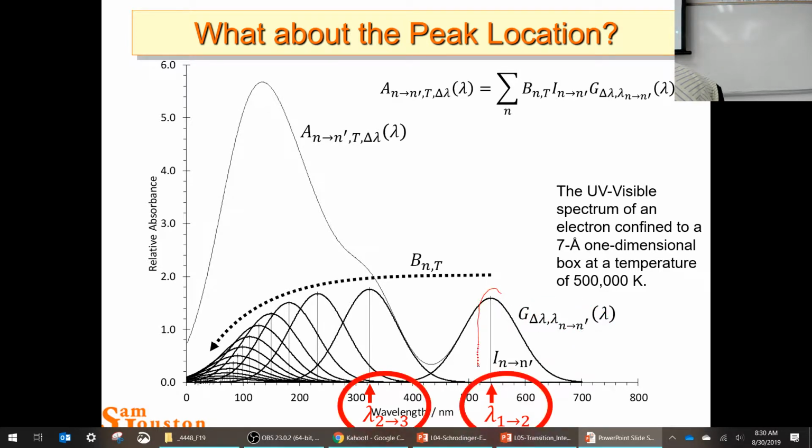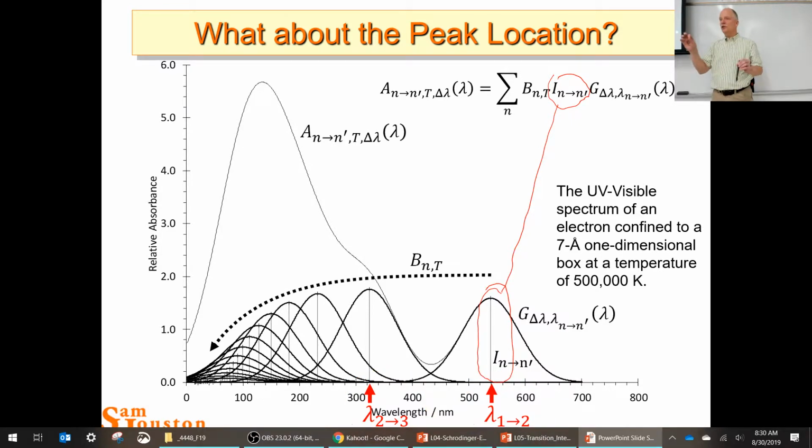But these transition moment integrals was this piece right here. That's I, right? So that's that integral piece that we just solved. That tells us how tall the peak is. That's the probability of that peak. If it's 0, there's no peak. So the forbidden peaks don't show up. The allowed peaks show up.